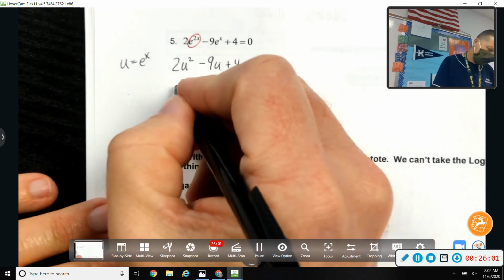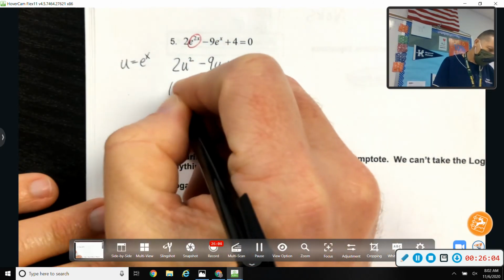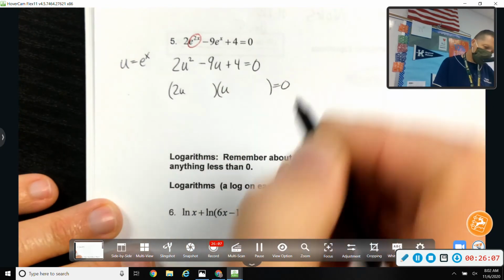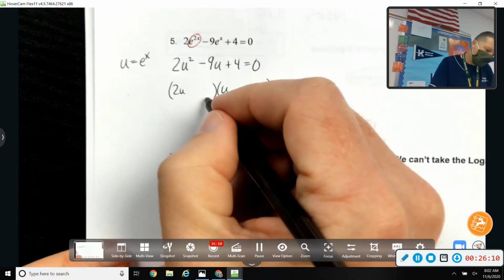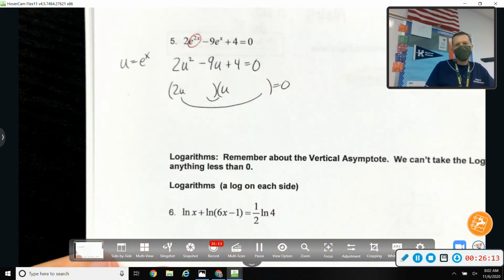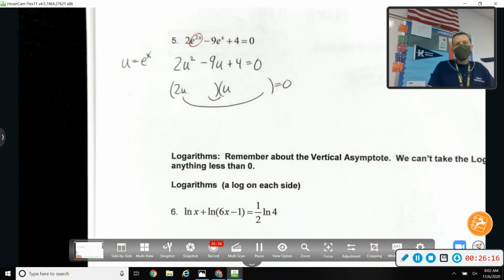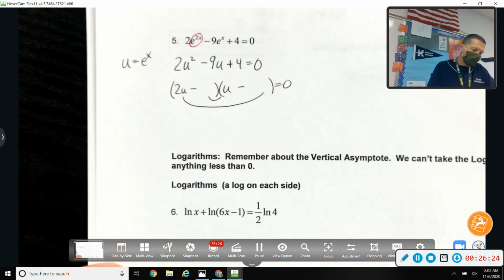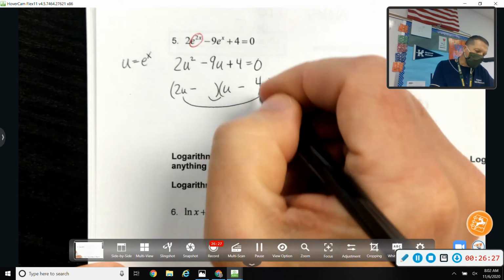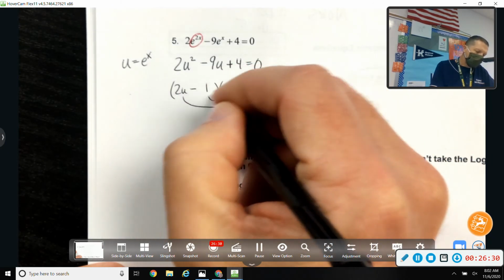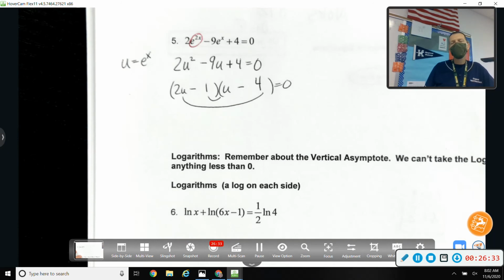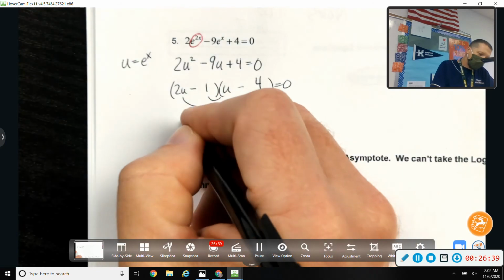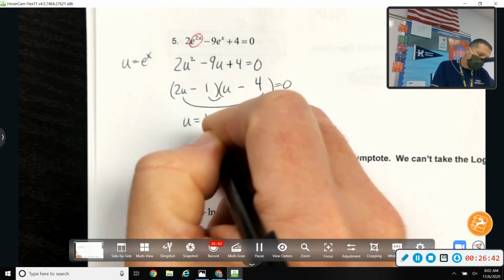Oh, I have to go to an even worse part. It's got to be 2u and u. I hope everybody can factor by now. Let's see. Signs, they both have to be the same sign, but they both have to be negative. And I think if I put the 4 across from the 2, that gets me 8, and 1 makes 9. So that means u equals 1/2 and u equals 4.